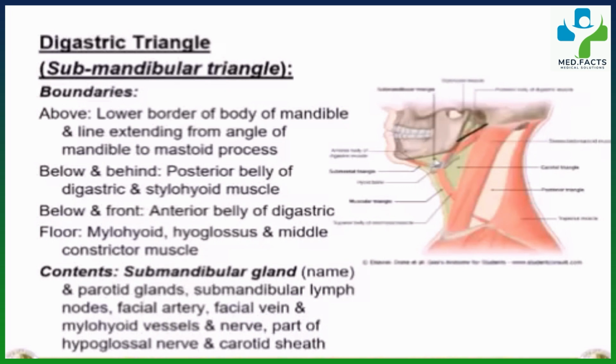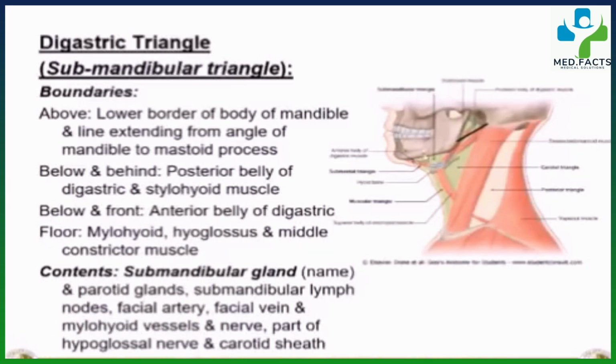It is also called the digastric triangle because out of the three boundaries of this triangle, two of the boundaries are formed by the digastric muscle. So here you can see the digastric muscle, the anterior belly as well as the posterior belly form two out of three boundaries. That's why it is also called the digastric triangle. We'll study the boundaries of this triangle one by one.